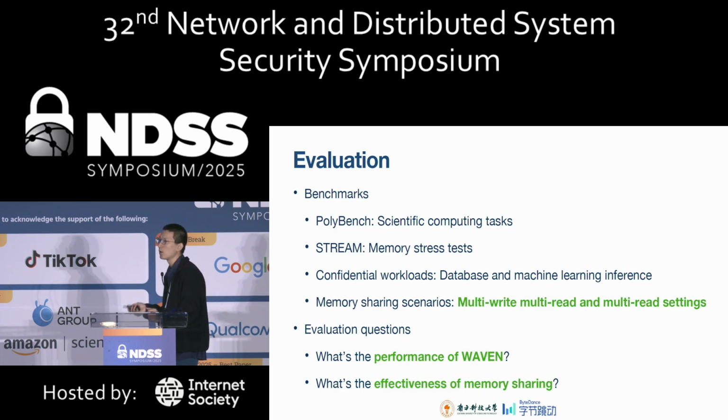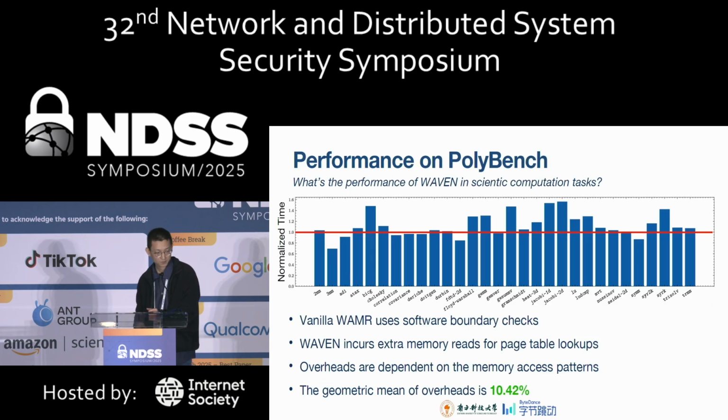We evaluate WAVEN in different settings, and we are especially interested in two questions: what's the performance of WAVEN, and what's the effectiveness of memory sharing in WAVEN. Here are the results of 30 PolyBench benchmarks. Bars higher than the red line mean that WAVEN is slower. WAVEN saves the overhead of boundary checks, but it incurs an extra memory read per memory access because of the page table lookup.